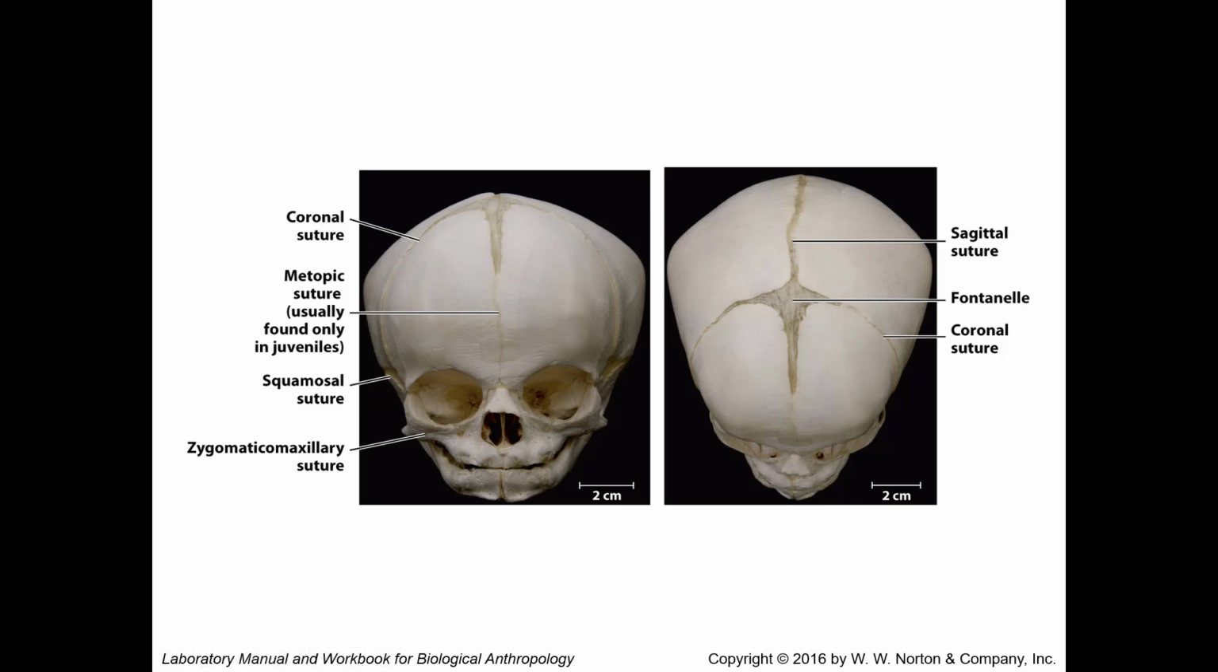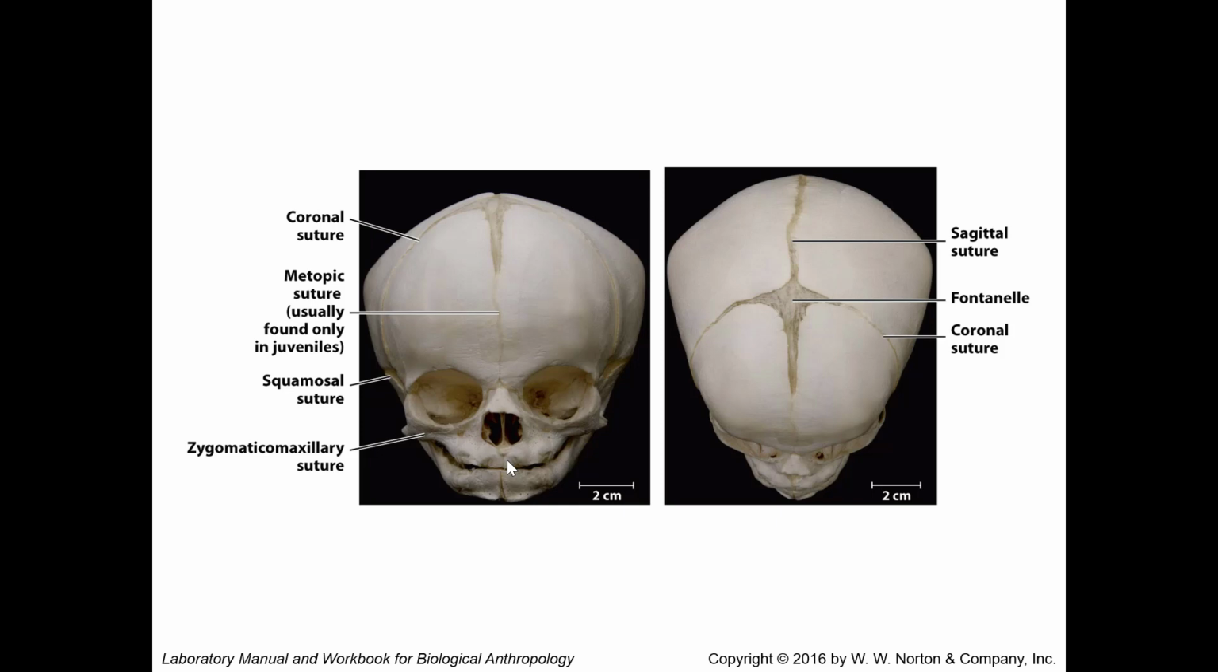Then you've got your lamboidal suture. And unfortunately, I don't have a picture of the lamboidal suture on the infant cranium. But the lamboidal suture will separate the occipital bone from our two parietal bones. So it is on the posterior portion of the cranium.